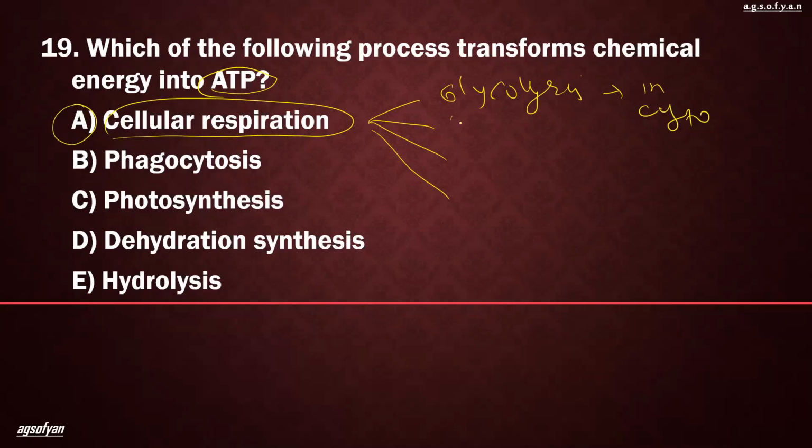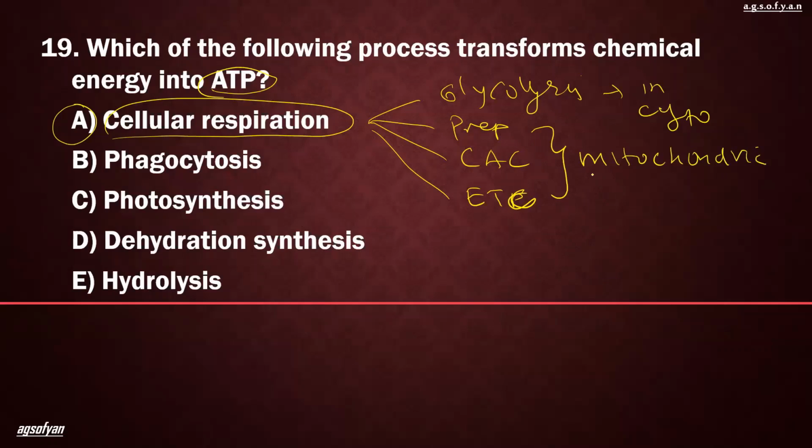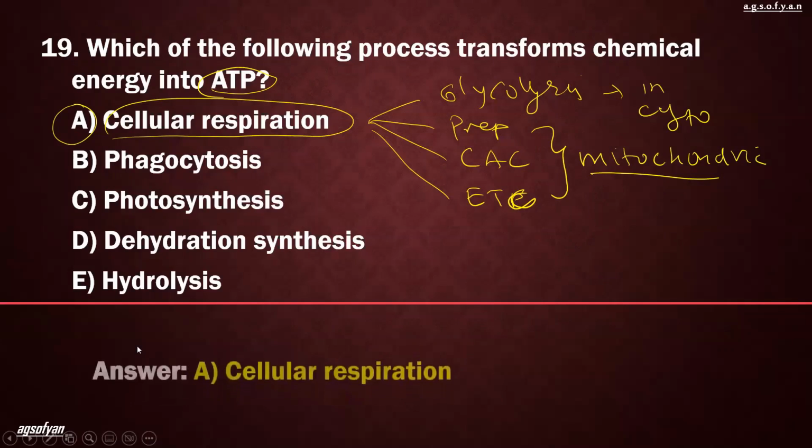And then prep reaction, and then citric acid cycle or Krebs cycle, and electron transport chain. All of these three are present in mitochondria. That's the reason why sometimes the place for making ATP is called mitochondria, because that's where the most ATP is produced, during prep, CAC, and ETC in mitochondria. Only 2 ATP are produced in glycolysis in the cytoplasm.